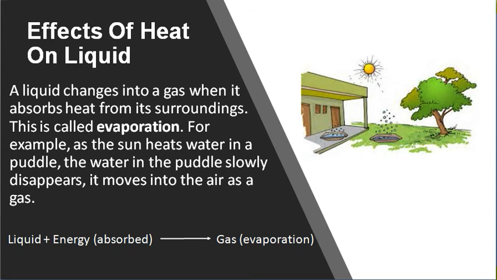As you can see in the picture, students, the heat of the sun makes the liquid disappear from the puddle. So the equation is liquid plus energy. When it absorbs the energy of the sunlight, it turns into gas. It evaporates in the air, it disappears.